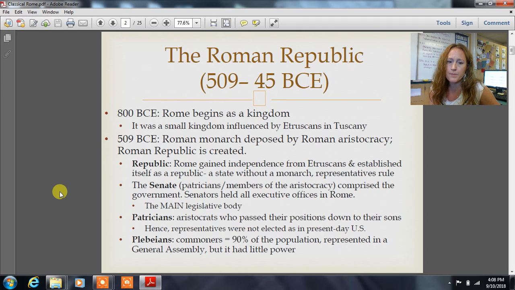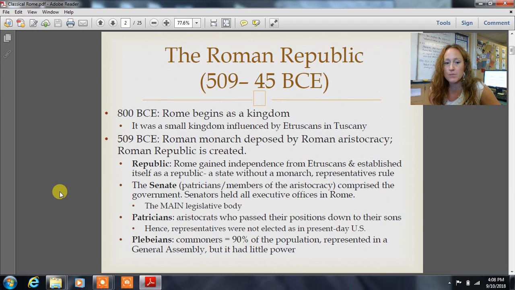Rome does conquer the Greeks, and they adopt quite a bit of Greek culture. Remember last week I mentioned that the Athenians practiced democracy, but Rome is going to leave a very long legacy of government influence. Now that they've created a republic, and to remind you, a republic is when you have elected representatives. Rome gained independence from the Etruscans and established itself as a republic, a state without a monarch but with representative rule. Those representatives made up the Senate, and the Senate was patricians.